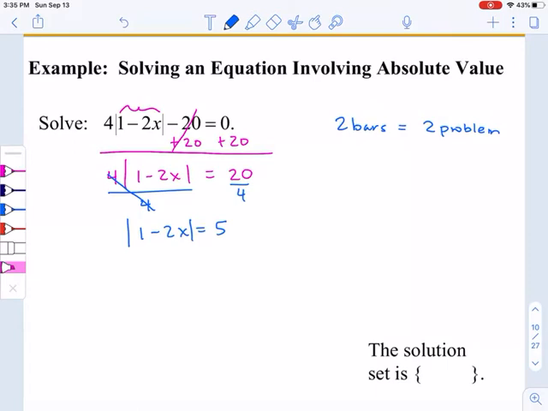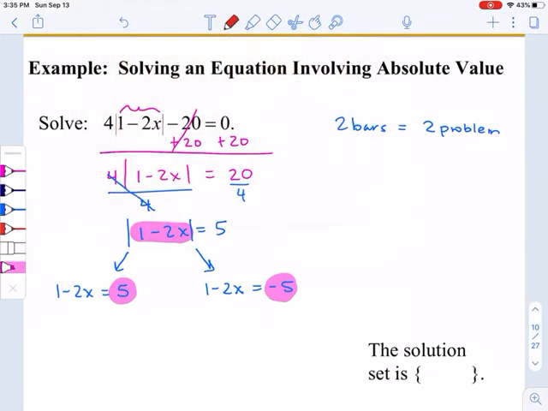I get rid of everything from the outside. So that's what we already did. We took care of all the stuff on the outside, and now we're ready for 2 bars, 2 problems. One is going to be equal to the positive version of that, and one's going to be equal to the negative. So I'm going to write 1 minus 2x is equal to my positive 5, and 1 minus 2x is equal to my negative 5. Whatever is inside of these absolute value bars is either going to end up being a positive 5 or a negative 5, so that when I take that absolute value, I get an answer of positive 5. So I have my 2 equations.